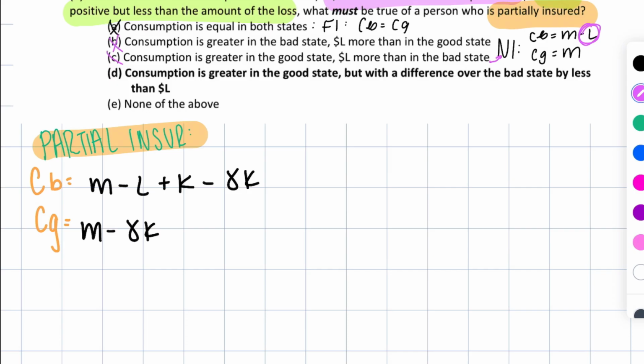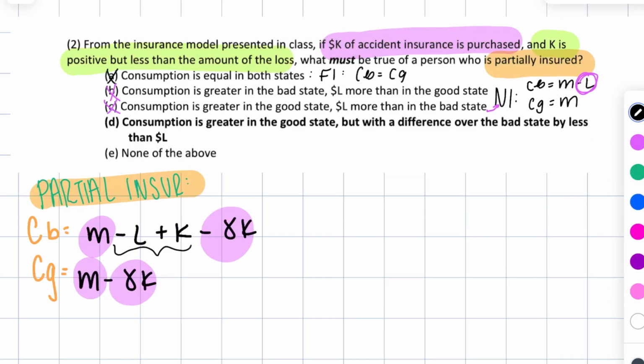However, since we're talking about partial insurance, neither of those would be correct. That leaves option D, where it says consumption is greater in the good state, but with a difference over the bad state by less than L. First off, comparing the good and bad state under partial insurance, we have M minus gamma K no matter what, right? That only leaves us with we're losing L and we're getting K back in the bad state. So we know K is less than the amount of the loss. And so we know that K is less than L.